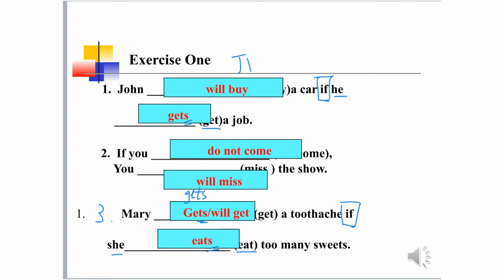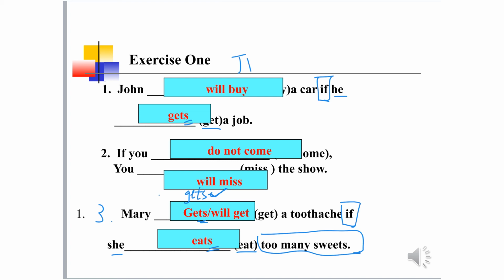Or you can say Mary will get a toothache. It depends on what counts as too many sweets. Usually gets is more correct, okay? Because if you eat too many, it's almost certain that you will have a toothache. Of course, it depends on how long you have been eating too many sweets. If you've been eating too many sweets for more than 1 year, then it's always true.